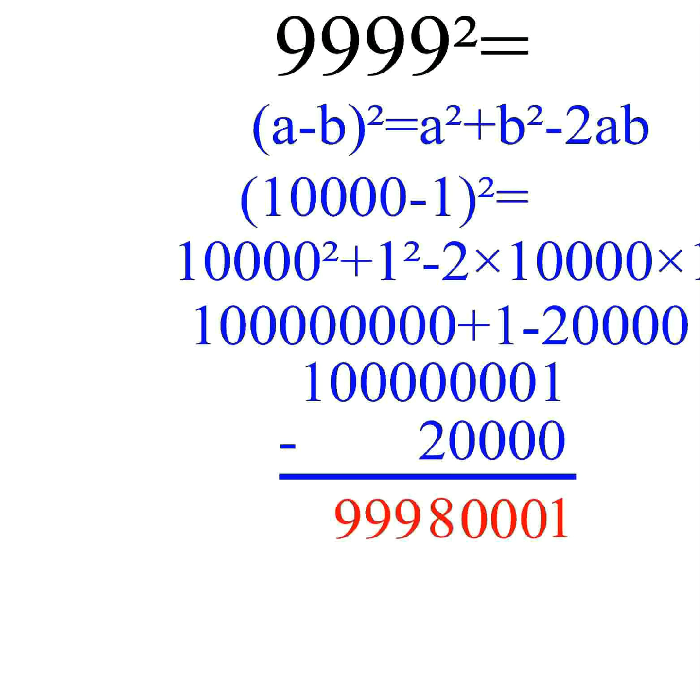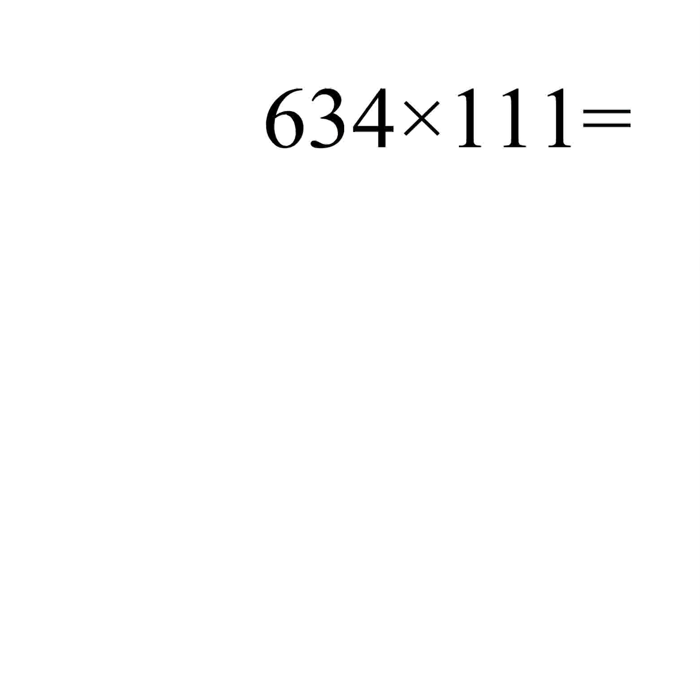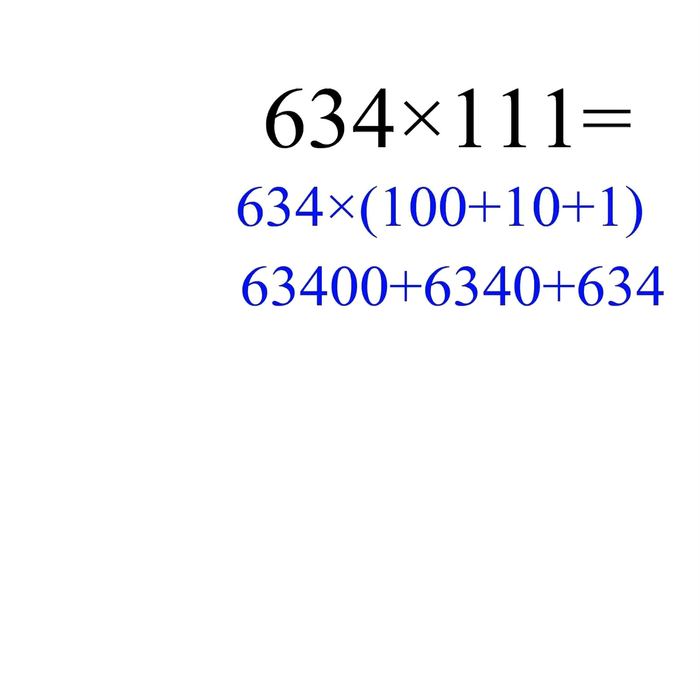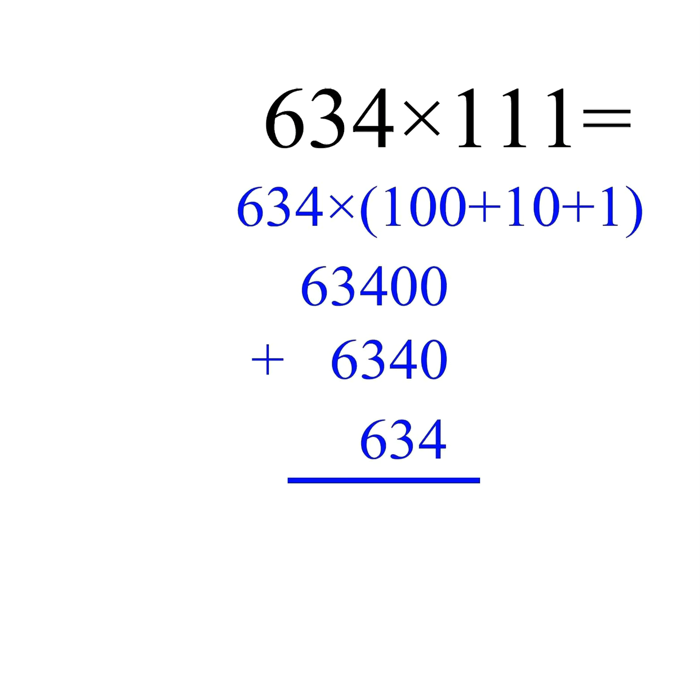Okay? Now, here, to multiply into 111, we should write it as 100 plus 10 plus 1, and use the distributive property, and that would be equal to this. And as a practice, I want you to find its rule, the rule of multiplying into 111 fast. Okay?